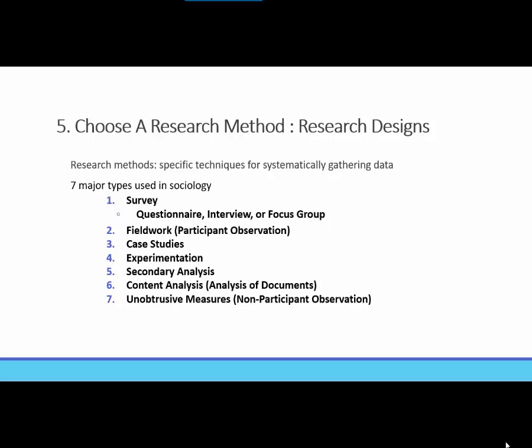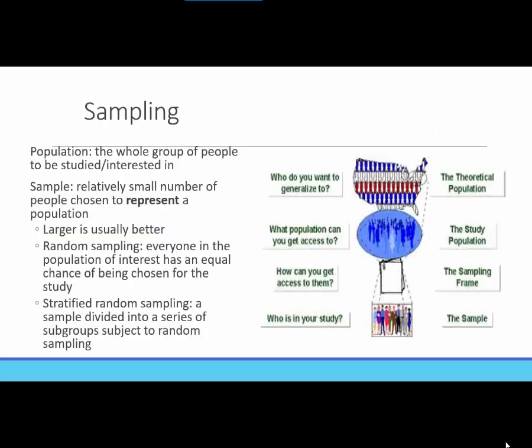The first is survey research, of which there can be multiple forms, questionnaires, interviews, or focus groups. Field work, which also is called participant observation. Case studies, experimentation, secondary analysis, content analysis, which also sometimes is referred to as analysis of documents, and unobtrusive measures, which is also sometimes referred to as non participant observation. So we will be discussing all seven of these.